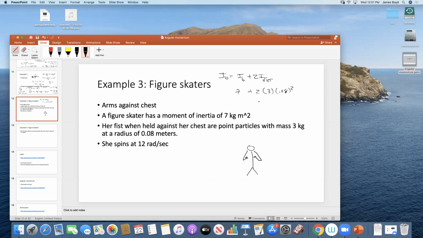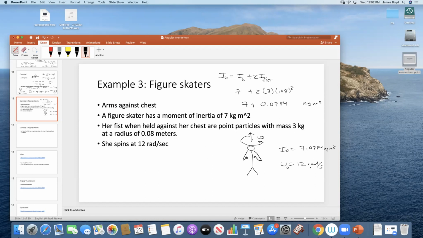Okay, and if I do that, I have my calculator here. 2 times 3 times 0.08 times 0.08 is 0.0384. So this is 7 plus 0.0384 kilogram meters squared. When she's in this position, as she's swinging around with some omega, her moment of inertia is 7.0384 kilogram meters squared. And we're saying that she's initially spinning at 12 rad per second.